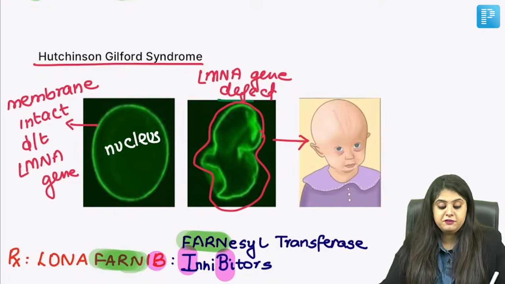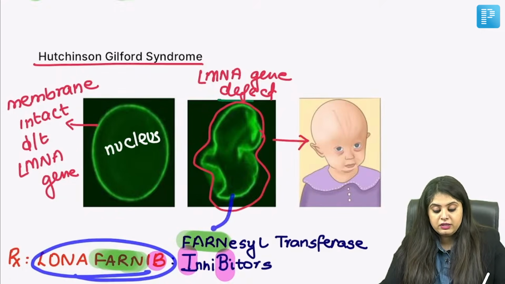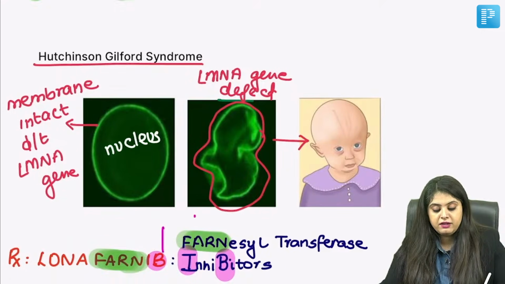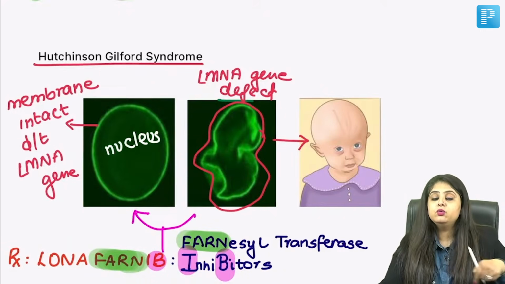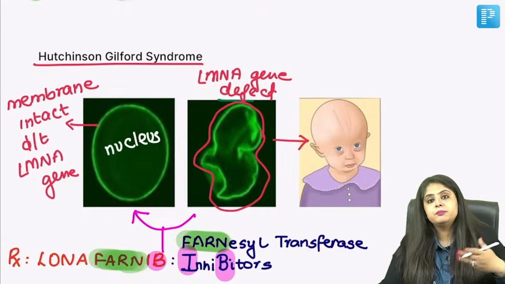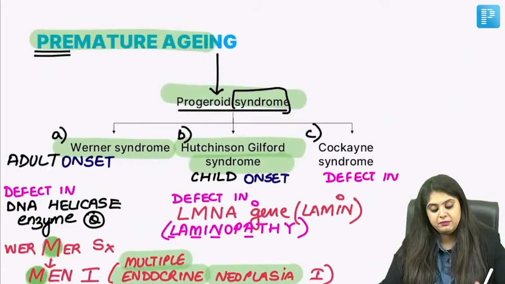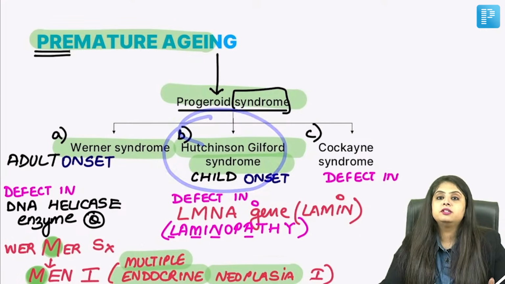They are saying that if you give lonafarnib, the nucleus can actually come back. Lonafarnib is making sure that the nucleus starts looking round again and the person can survive for a longer time. इस disease का नाम है Hutchinson-Gilford syndrome.